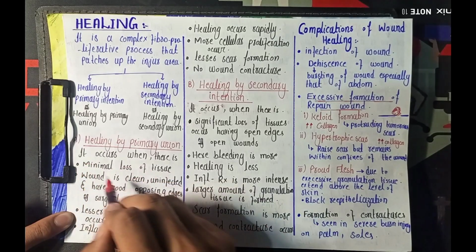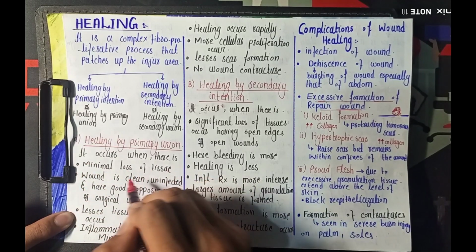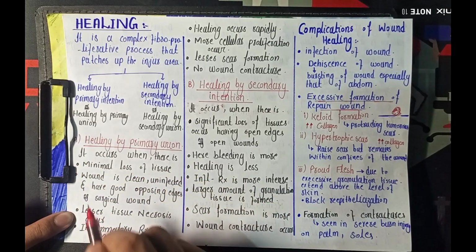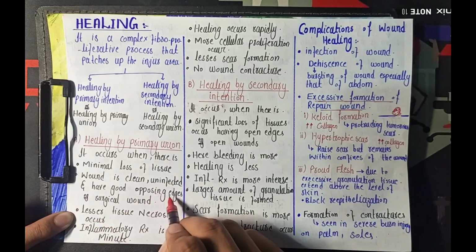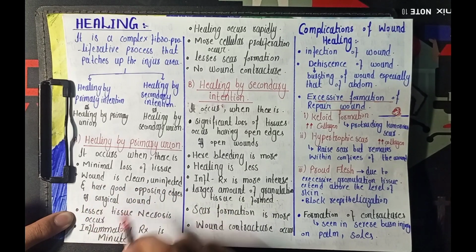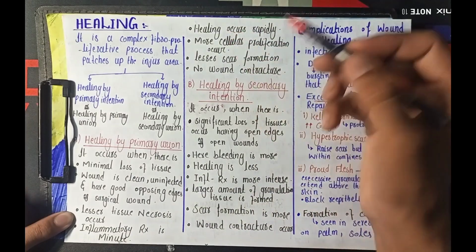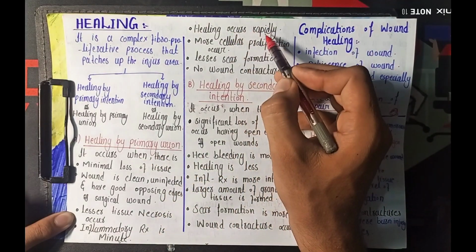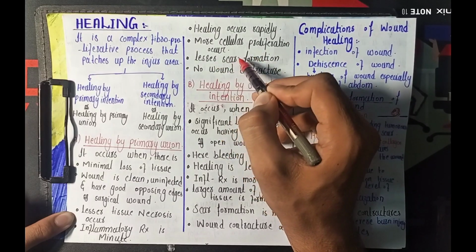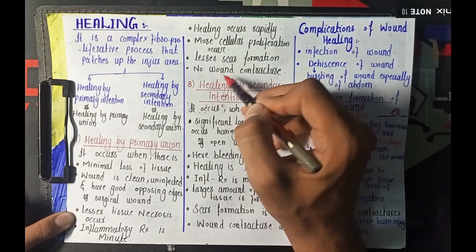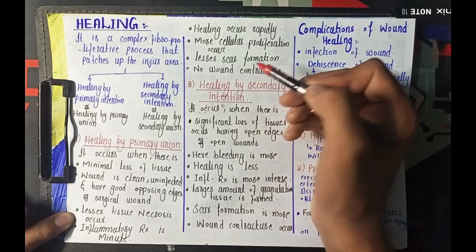It occurs when there is minimal damage to the tissues and there is less blood loss, and the wound produced is clean cut, uninfected, and it has good opposing edges like a clean surgical wound, and there is lesser necrotic tissue formation and the inflammatory reaction produced is minute in nature. In healing by primary union the healing occurs very rapidly, and there is more cellular proliferation and the scar formation is less, and similarly there will be no wound contracture.